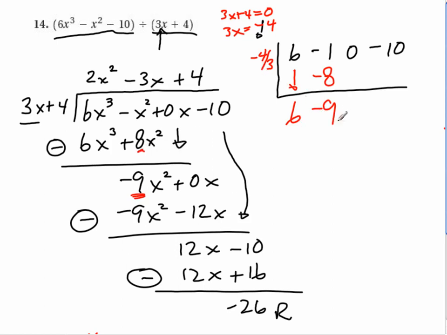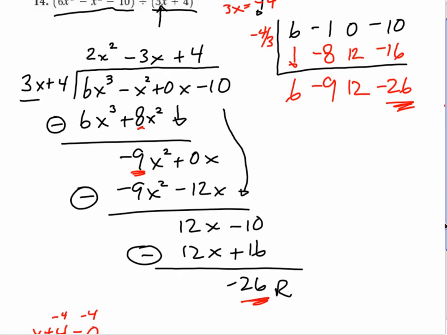Then minus 4/3 times minus 9 would be a positive 12. See the 12 somewhere? Add 12. And then 12 times minus 4/3, that'd be a minus 16. Do you see 16 somewhere over here? And add these, it would be a minus 26. So notice I get the same answer in either case.